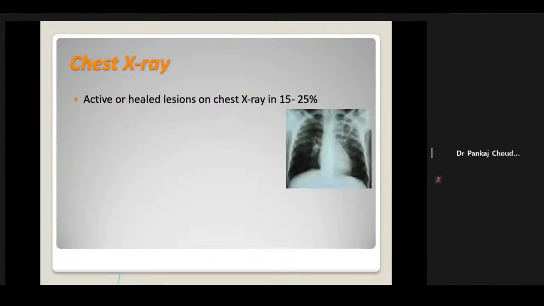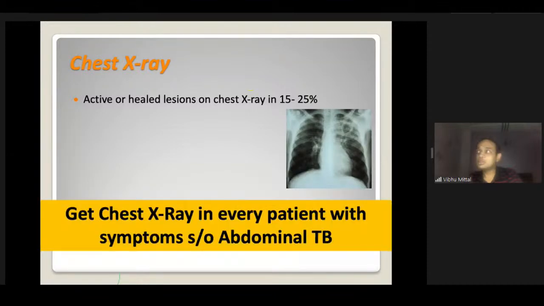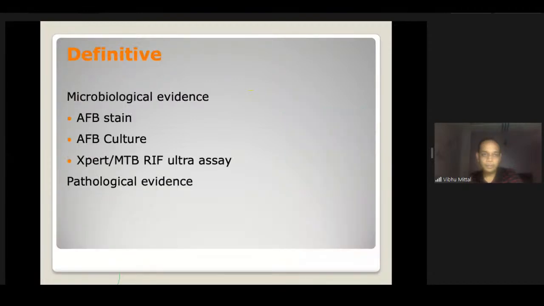Chest X-ray. Active or healed lesion on chest X-ray can be found in 15 to 25% of patients who are finally diagnosed as abdominal tuberculosis. Always get a chest X-ray as one of your initial investigations if you are investigating an individual for abdominal tuberculosis seriously. Now, let's go definitive.